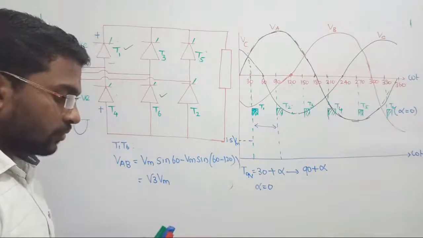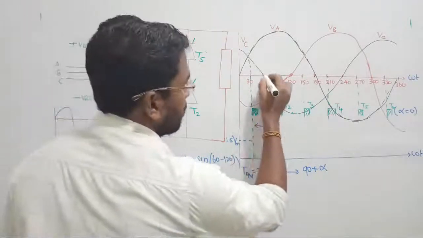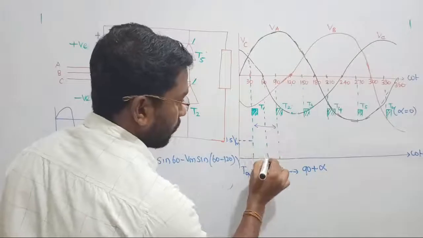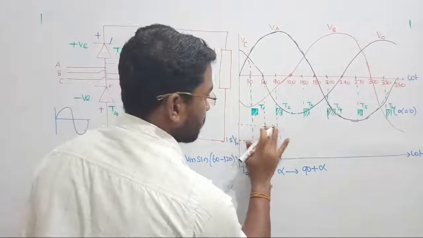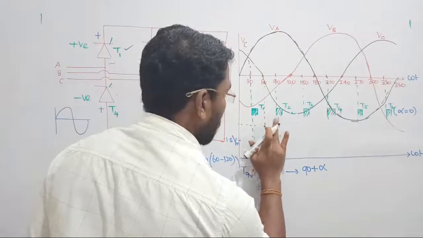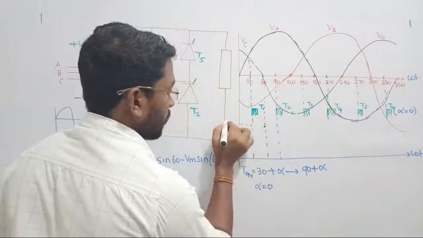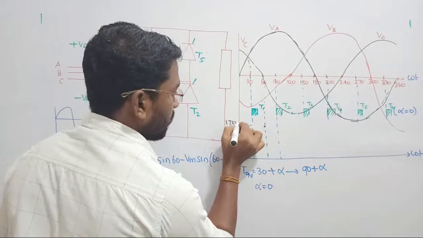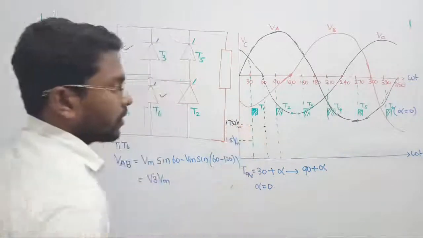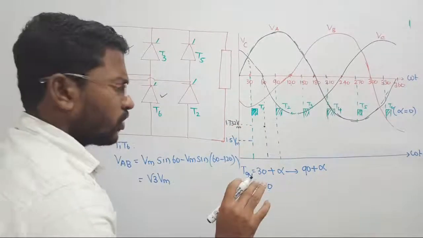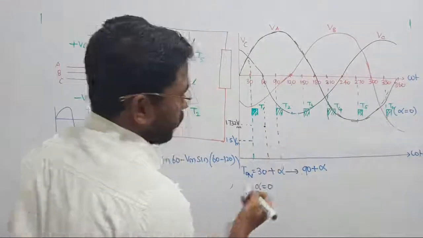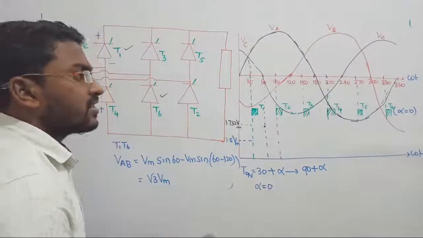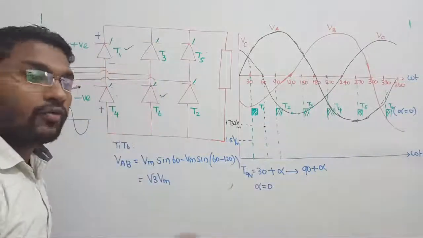So let us substitute exactly at the midpoint. At the midpoint, here we are going to get 1.732 times of Vmax. Clear? Yes. Slowly observe. Next, exactly at omega t equal to 90, what we are going to do? At omega t equal to 90, thyristor T2 will be triggered. Now we have to notice.